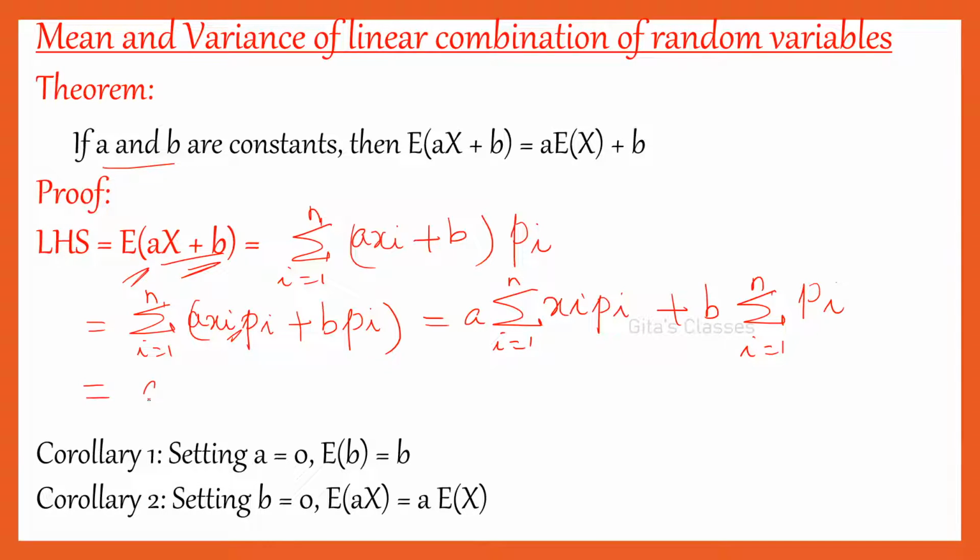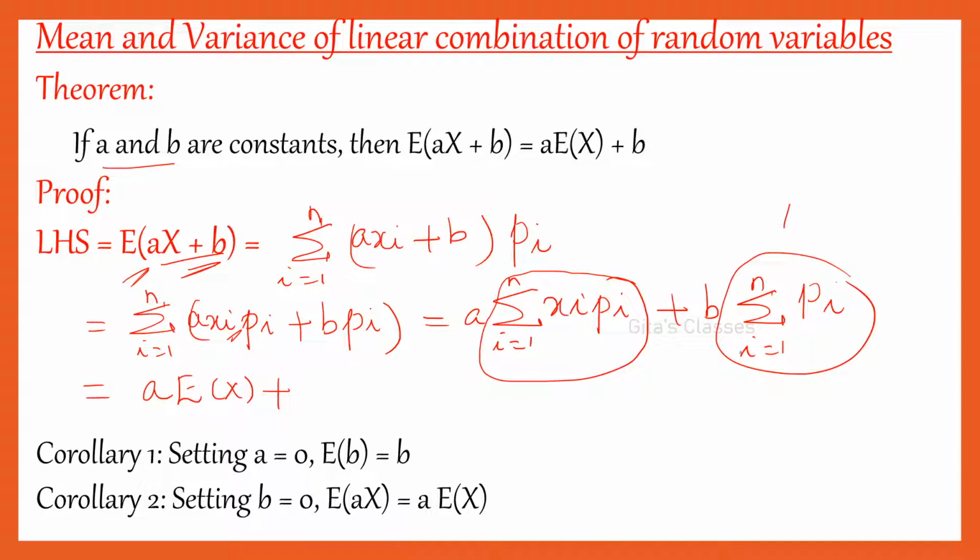So this is equal to A into, what is this value without A? Expectation of X, right? E of X plus, what about this value? It will become 1 because it is the total probability, sigma i varies from 1 to n of Pi. So it is A into E of X plus B. We started with E of AX plus B and we have proved that this is A into E of X plus B.